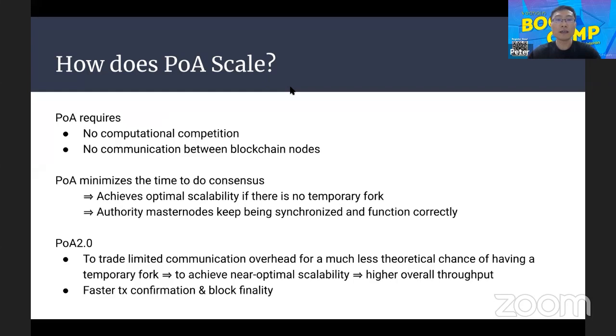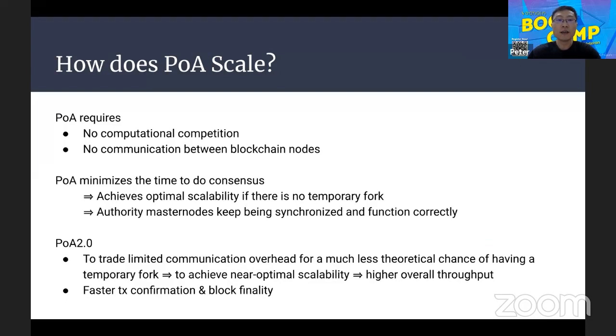Okay, so now I can explain how PoA scales. Basically, PoA tackles the problem of scalability from the perspective of the first principle. Remember that the first principle says the less time it takes blockchain nodes to do consensus, the higher TPS we can get. According to the PoA design, it requires no computational competition, nor does it require any communication between blockchain nodes. So PoA minimizes the time for blockchain nodes to do consensus.